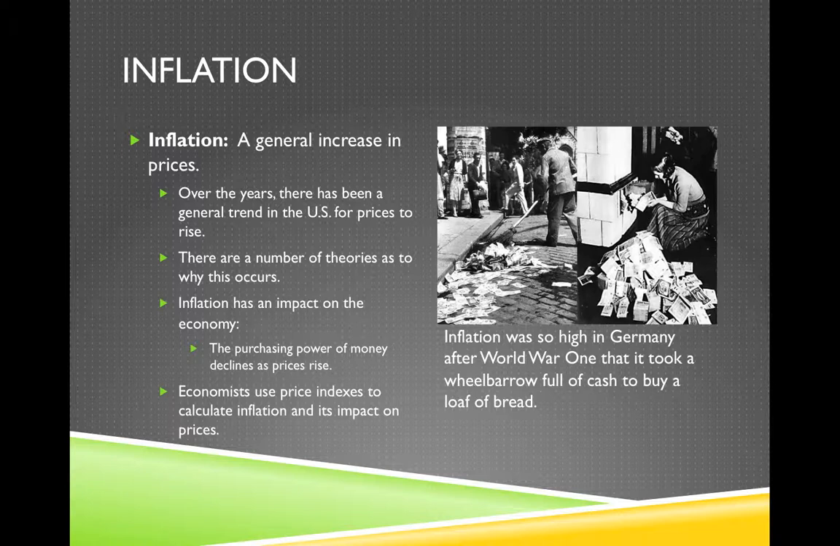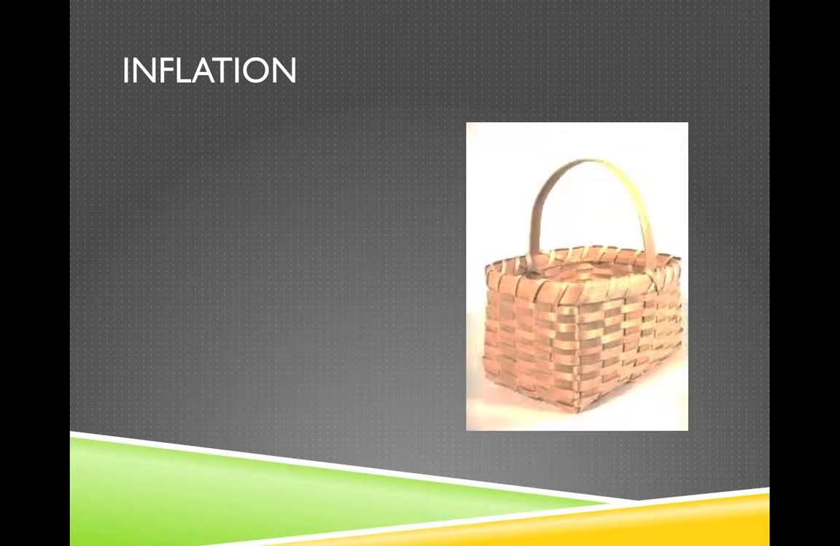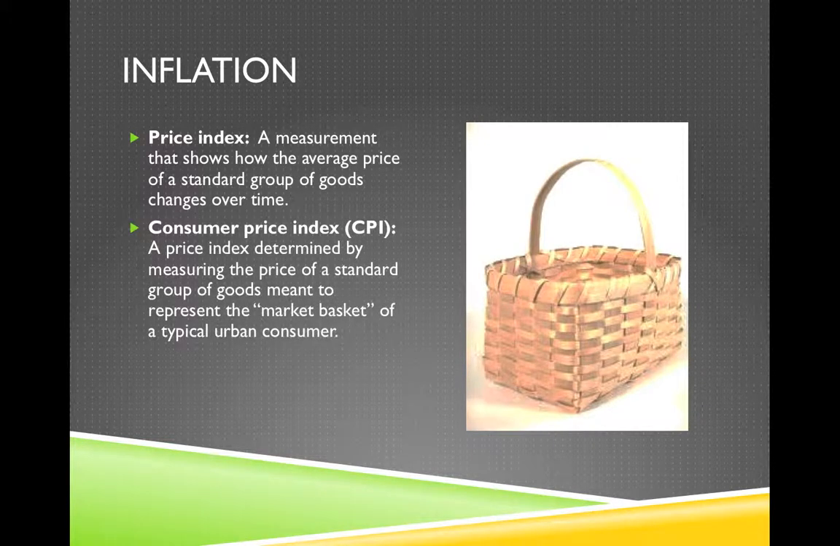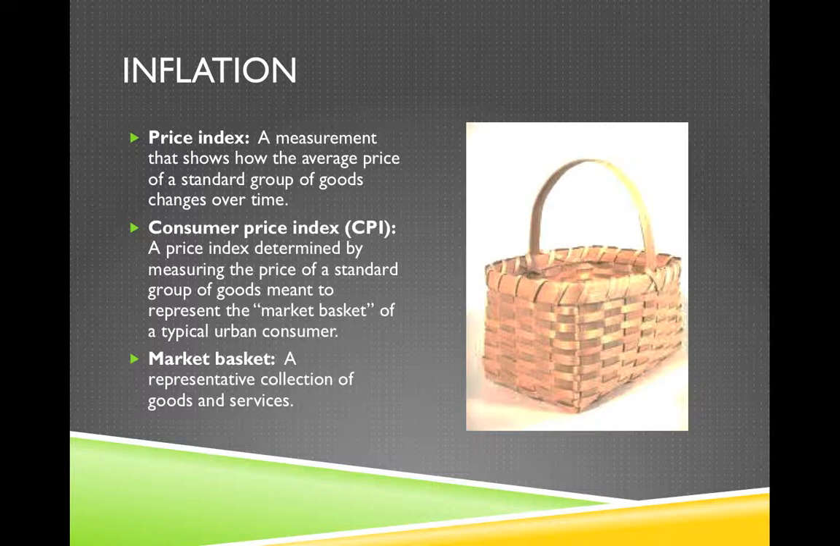Economists use price indexes to calculate inflation and its impacts on prices. The price index is a measurement that shows how the average price of a standard group of goods changes over time. The Consumer Price Index, or CPI, is defined as a price index determined by measuring the price of a standard group of goods meant to represent the market basket of a typical urban consumer. A market basket is defined as a representative collection of goods and services.